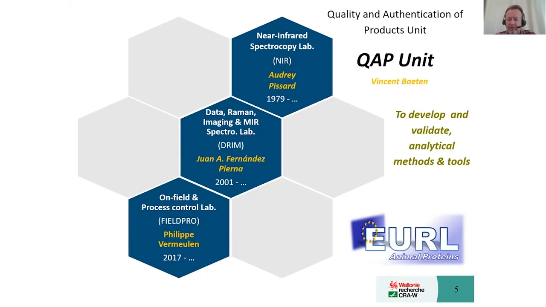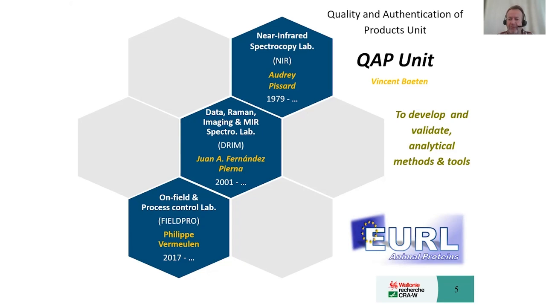Over the years, we have developed a second lab where we are working more with Raman spectroscopy, mid-infrared, and also imaging spectroscopy. This is something I will elaborate a little bit more in the talk. You will see that there is definitely an advantage in food analysis by imaging. In this lab, the person responsible is Juan Antonio Fernandez Pierna, who is really an expert in chemometrics, and so he's also managing this for the whole unit.